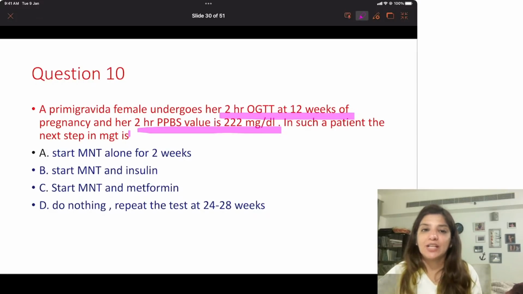Option A, start MNT alone for 2 weeks. Option B, start MNT and insulin. Option C, start MNT and metformin. Option D, do nothing and repeat the test at 24 to 28 weeks. So some of you are saying option B, some are saying D.